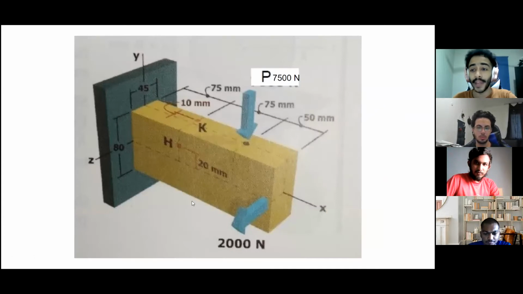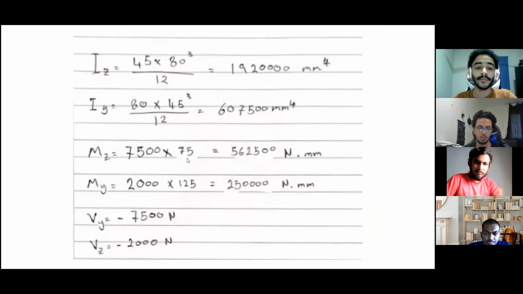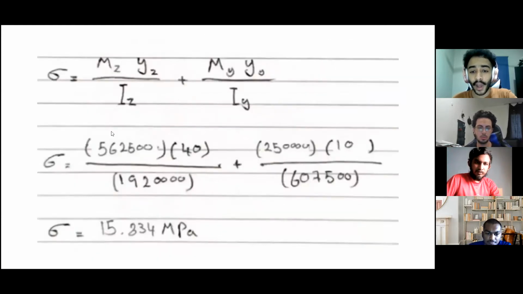And here is the beam that is given in the project with all the dimensions and the load on it. And we are going to solve the problem with respect to points K and H. And here are the results that we managed to get from the given information in the beam. So we managed to get the moment of inertia, the bending moment, and the force for the shear stress for the Z and the Y axis.